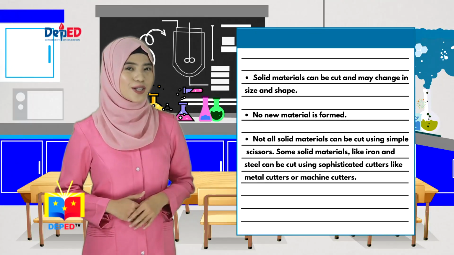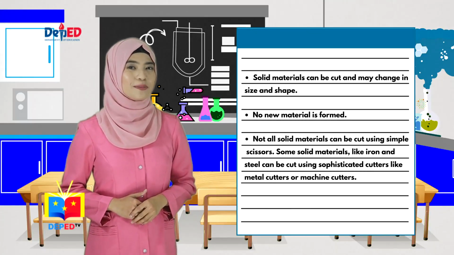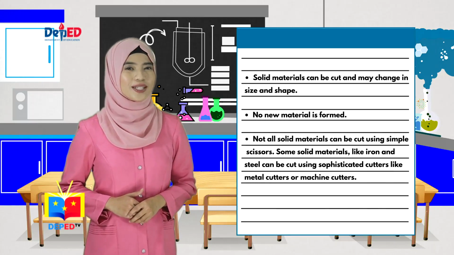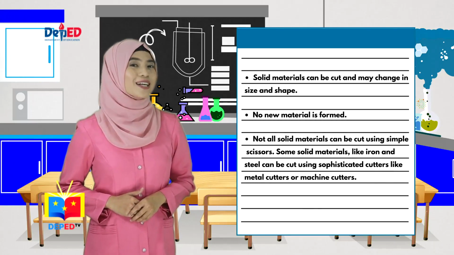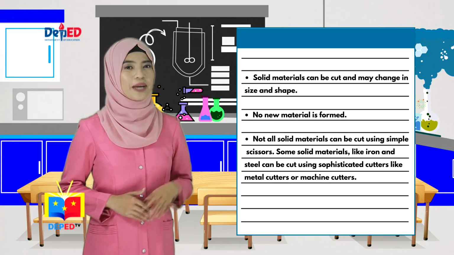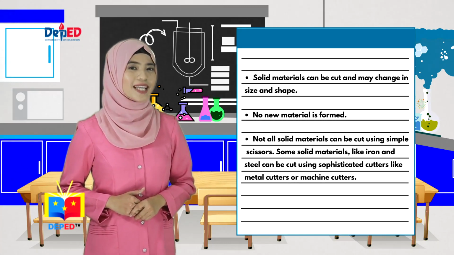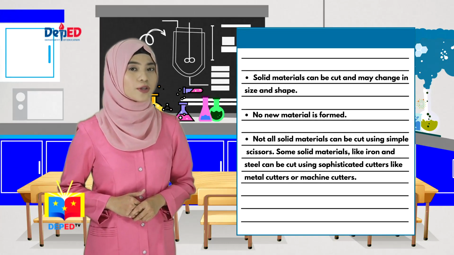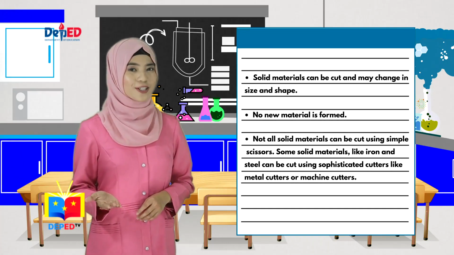You have also learned that not all solid materials can be cut using simple scissors. Some solid materials, like iron and steel, can be cut using sophisticated cutters like metal cutters or machine cutters.